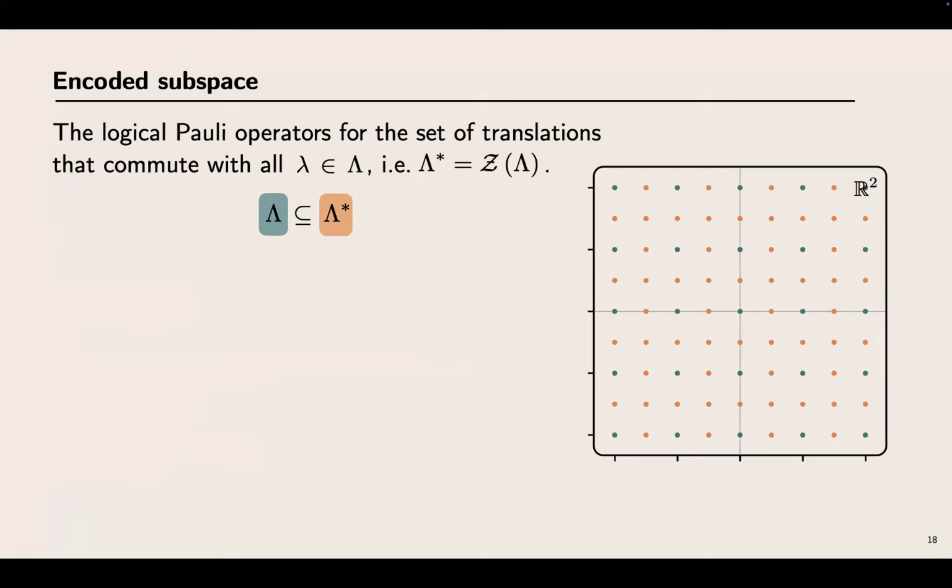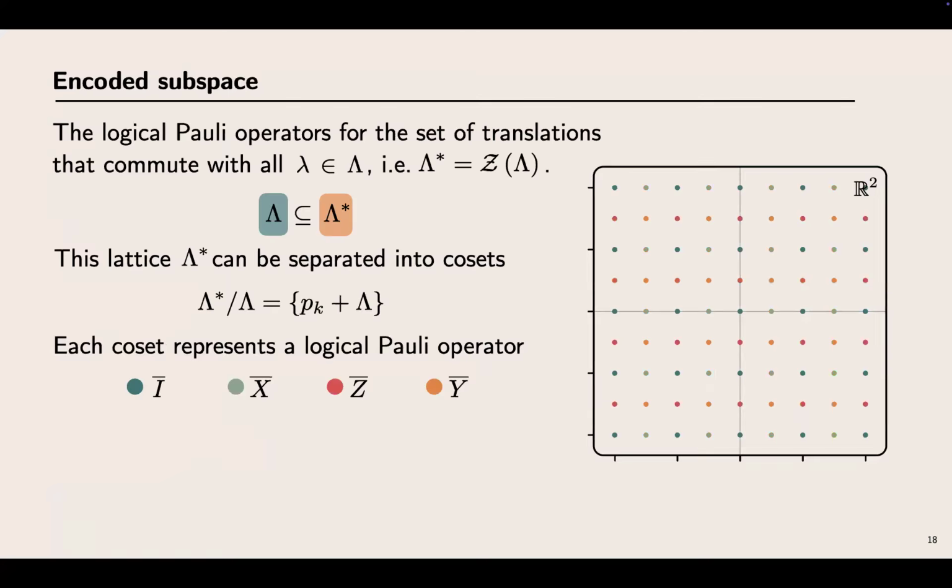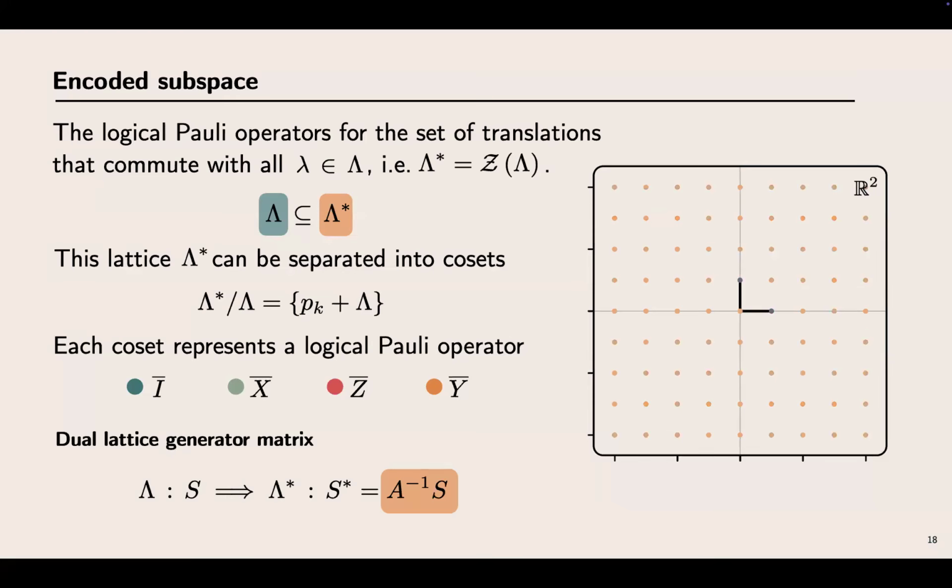So of course, all stabilizers commute with each other, but there are more translations that actually commute with the stabilizers. And that's the grid that is shown here. And so we can split this bigger grid into cosets, and each coset actually represents one logical operator in the code. Okay. And so we get a generator for this included lattice.